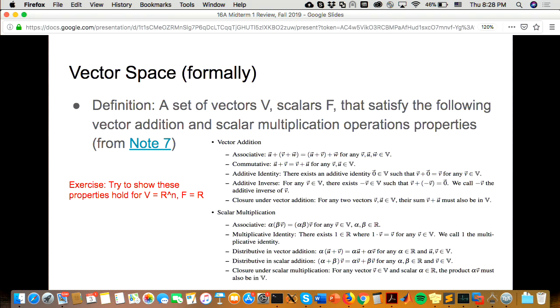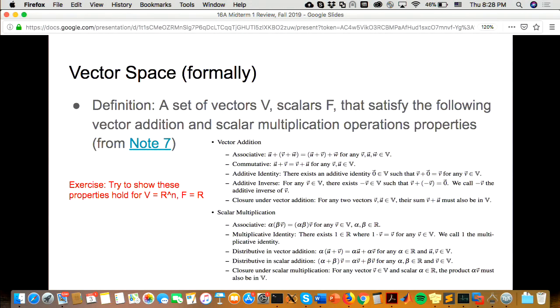Now, a vector space is formally defined as a set of vectors and a set of scalars, F, V and F respectively, that satisfy vector addition and scalar multiplication properties. The properties can be found in Node 7 if you want to go and watch them offline, but they're essentially for vector addition, associativity. It doesn't matter if I have three elements, in which order I perform the addition, it will still give me the same result.